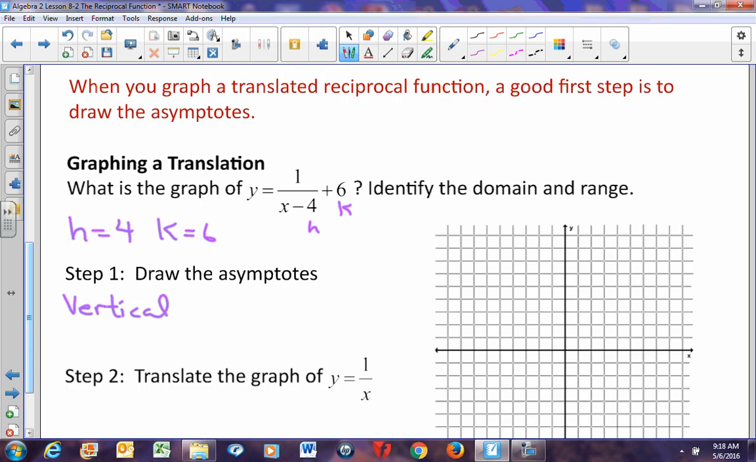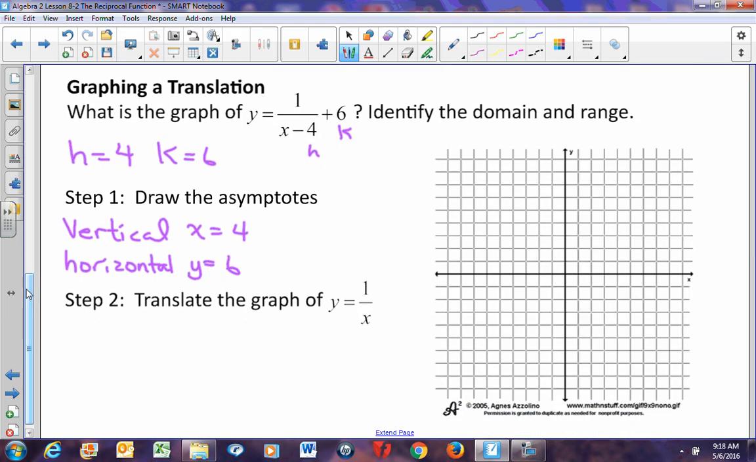And remember, the vertical asymptote is x equals h. So in this case, my vertical asymptote is going to be x equals 4. My horizontal asymptote, what is it changing up and down, is y equals whatever k is, so y equals 6. So I'm going to draw those asymptotes right now in my graph, and I always draw my asymptotes with a dashed line. So my vertical asymptote is at x equals 4, so 1, 2, 3, 4, so I'm going to have a dashed line at x equals 4.